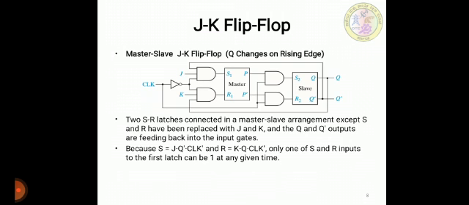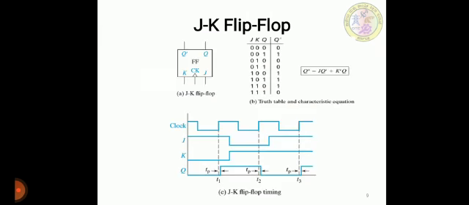So the other things will be the same. If it is 0 0, 0 1, 1 0, all the things will be the same. But in the case of the 1 1 condition, that is whenever S is equal to 1 and R is equal to 1, here J is equal to 1 and K is equal to 1. So S is equal to J into Q bar into clock bar, and R is equal to K into Q into clock bar. Only one of the S and R inputs to the first latch can be 1 at a given time. So whenever J and K are 1 and 1, the Q will be the toggling action of the previous output.